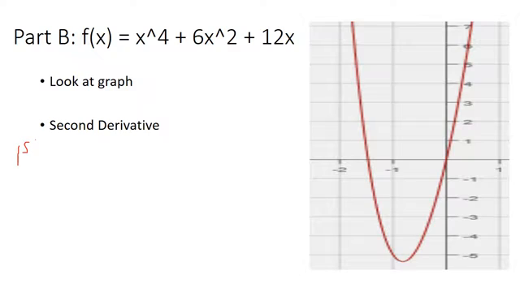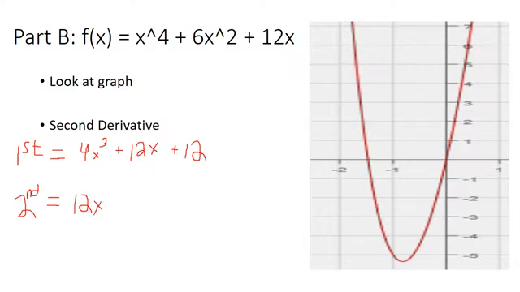So the first derivative here would end up being 4x cubed, plus 6 times 2 is 12x, and then 12 times 1 is just 12. So our first derivative would be 4x cubed plus 12x plus 12. And then our second derivative is just doing that same process, but on the first derivative. So here we would get 12x squared plus 12.